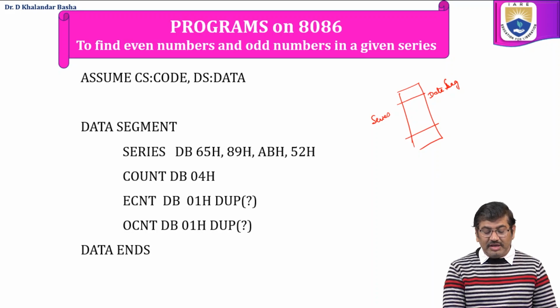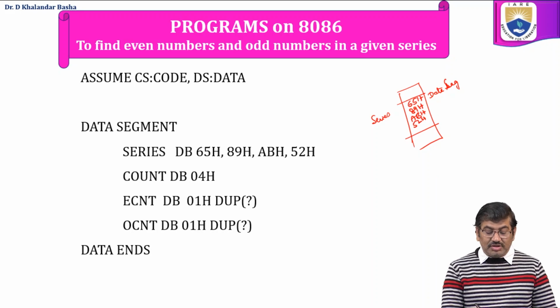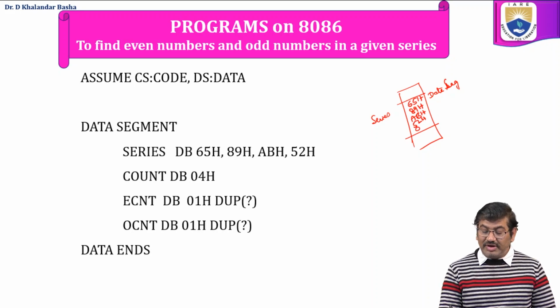So when we write this statement, 65 will be loaded in the first memory location, 89 will be loaded in the second memory location, AB will be loaded in the third memory location, and 52H will be loaded into the next memory location. After that we are going to load count. So count also will be loaded with the value of 04.